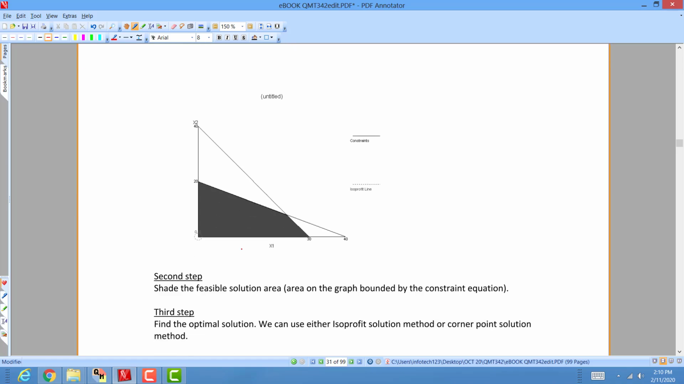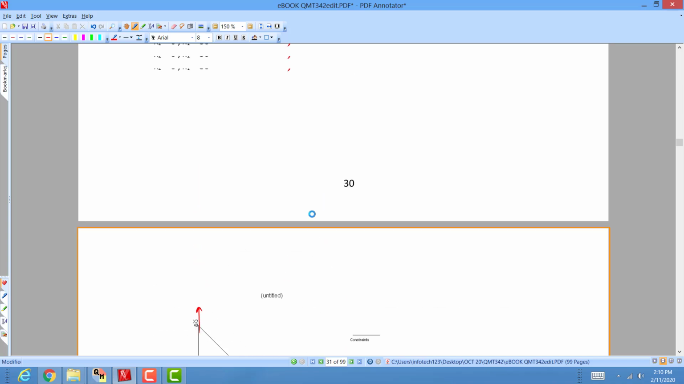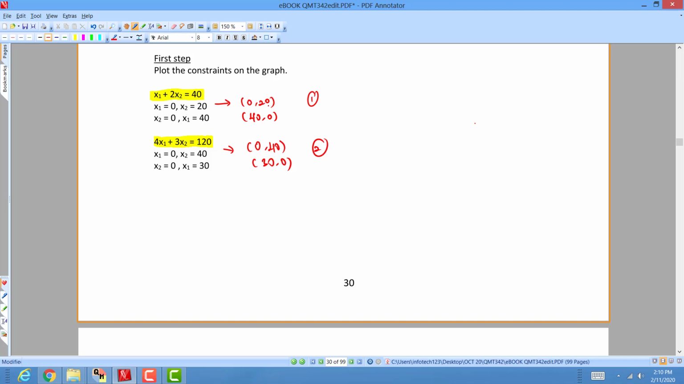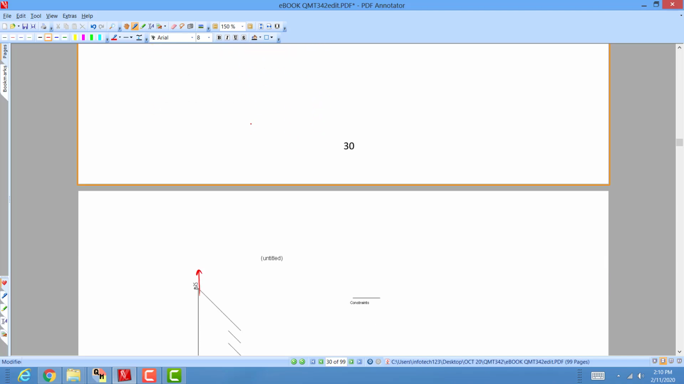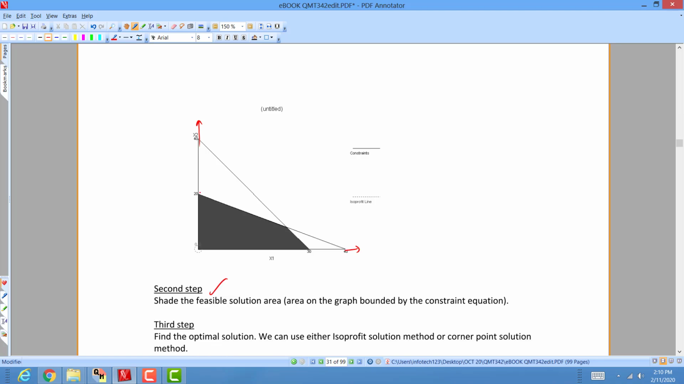So by using your graph paper, you need to shade the feasible solution area. Second step. So I have my x2 axis, and in your graph paper, you have one axis for x2 and one axis for x1. So where is my line of (0, 20) and also (40, 0)? (0, 20) here, and also (40, 0) here. So join these two dots, it will become one line.